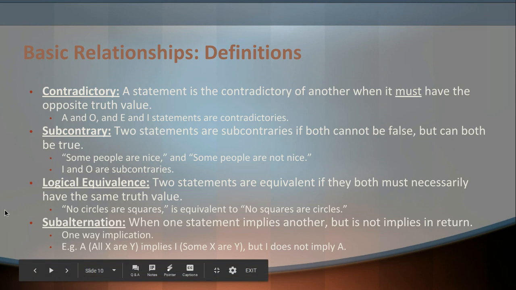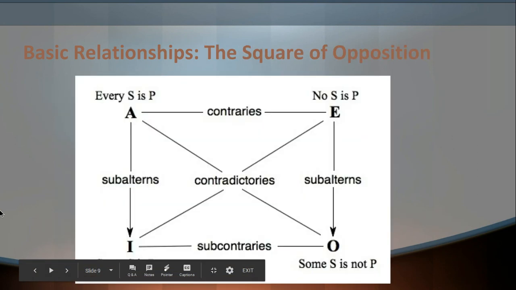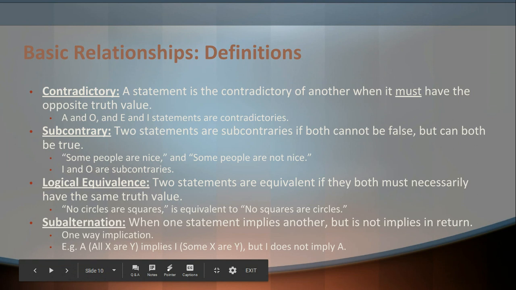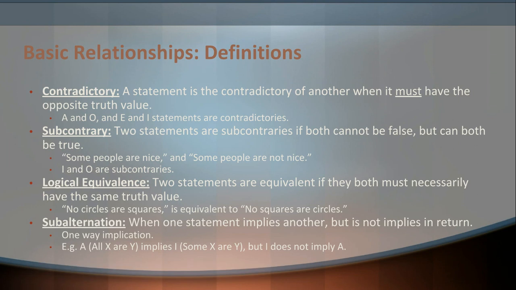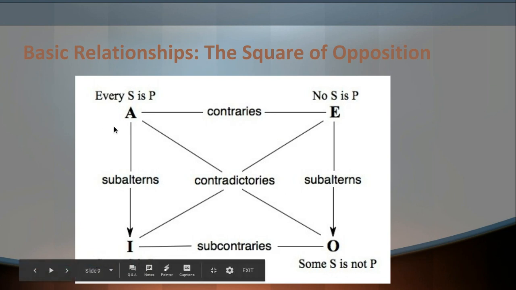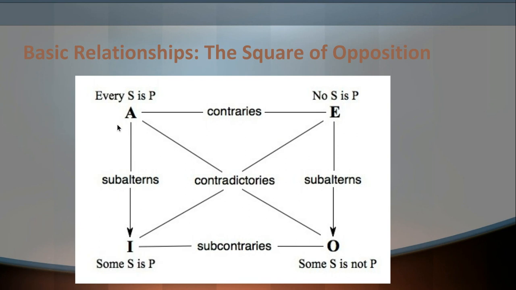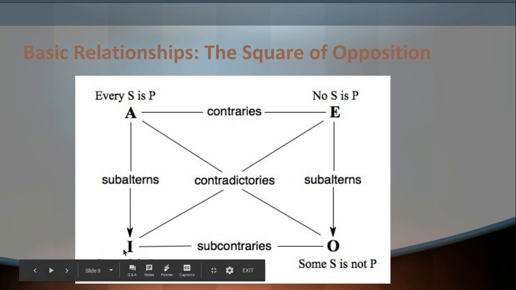Now, another term that shows up on some pictures of the square, but not on others, I don't believe it's in the one in your book, is called subalternation. And this is when one statement implies another, but doesn't imply the truth of this statement in reverse. It's one-way implication, so to speak. So when we look at the square here on the PowerPoint slide, A statements subaltern I statements.